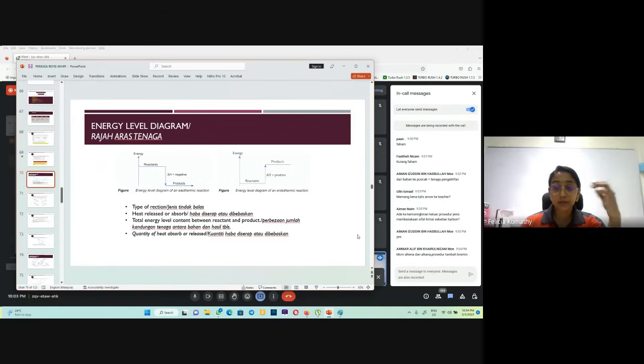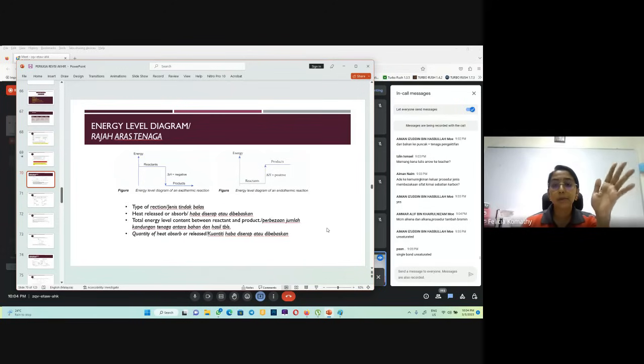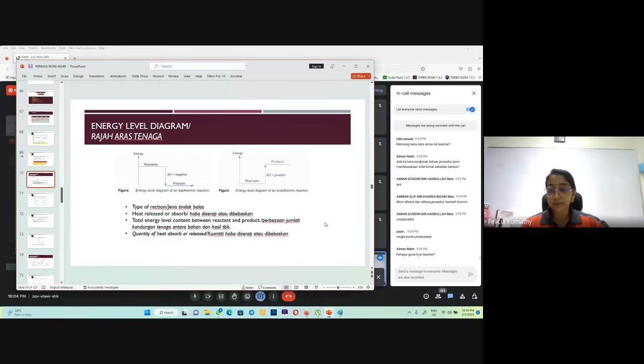Amma, faham tak? So you have to bezakan yang mana saturated, yang mana unsaturated. Kalau saturated, dia tidak mengalami tindak balas penambahan, addition reaction lah. If it's unsaturated, yes, it will undergo. Single bond tu, okay. Ini pun ada caranya nak hafal ya.